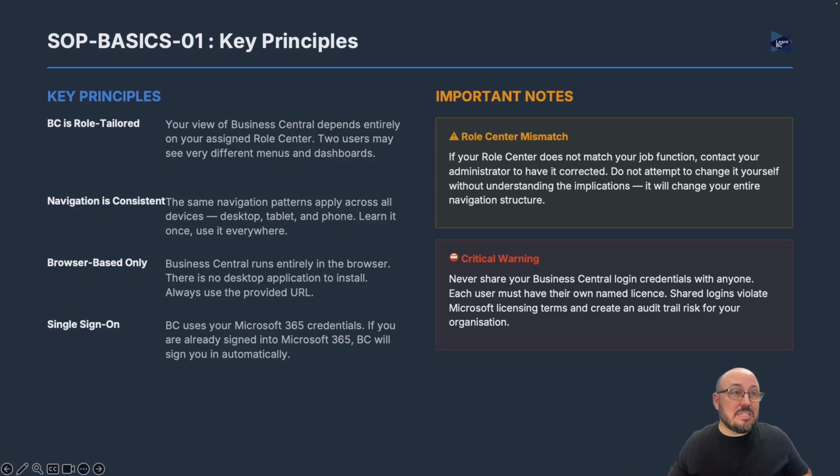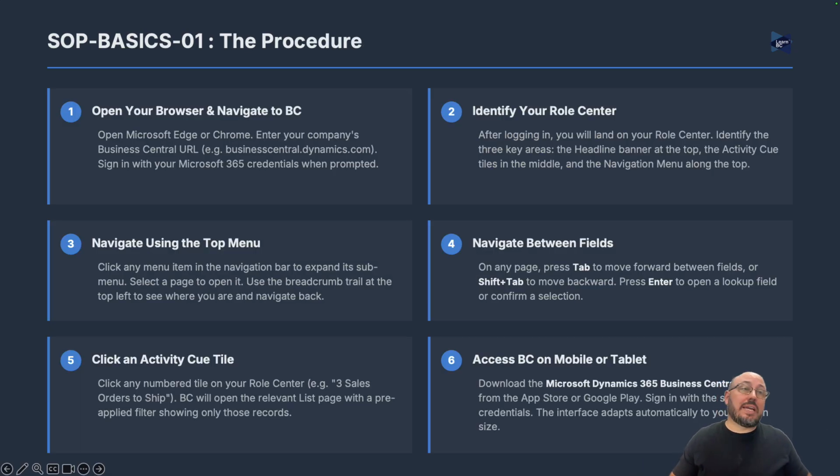Well, let's get into the SOP. What we're going to do, we're going to step through step 1 to 6. Step 1 is open Microsoft Edge or Chrome, enter your company's Business Central URL, sign in with the credentials when prompted.